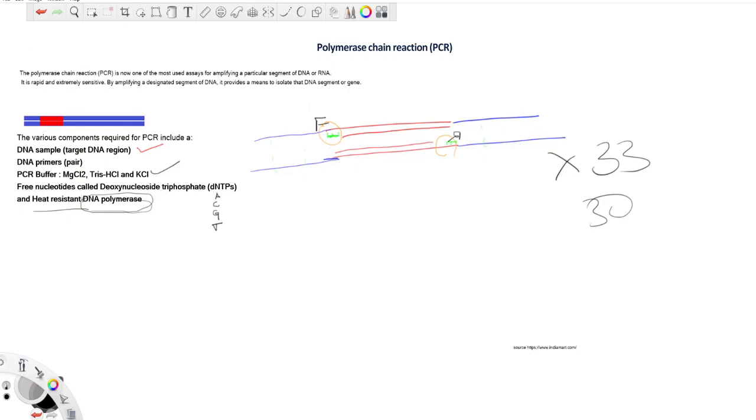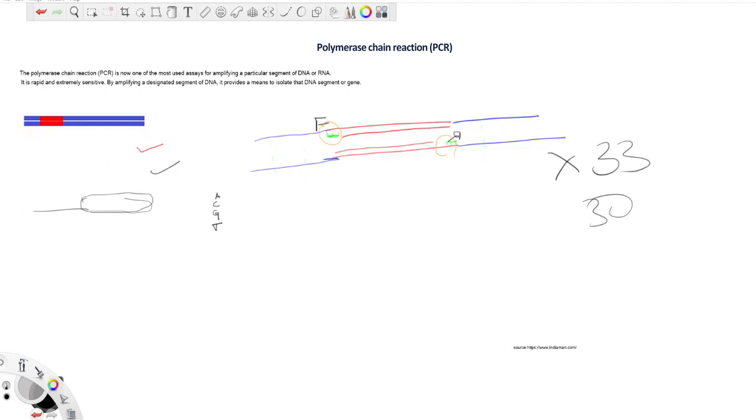And next, once you have this, let's just focus a little bit on the role of these specific reagents and why we need to use them.